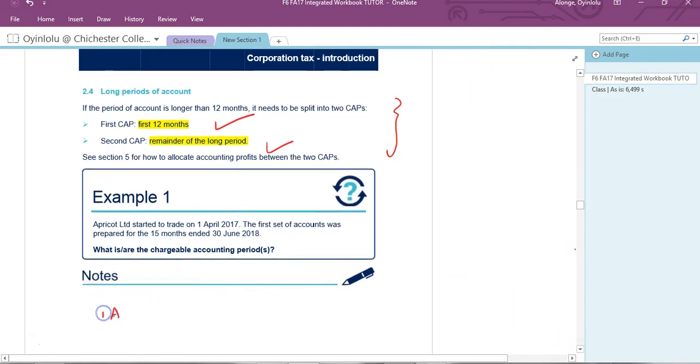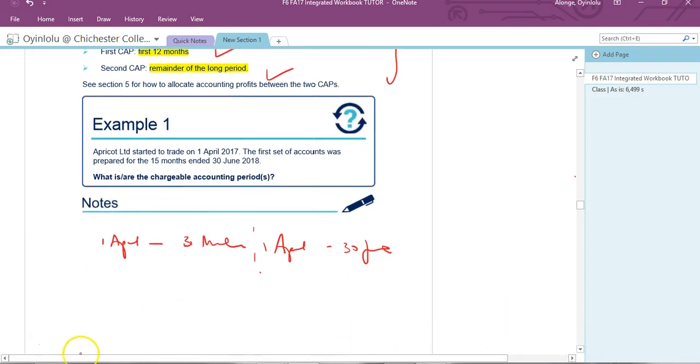When I say I can do it, yeah, 1st of April, take that all the way to the 31st of March. That's one chargeable accounting period done. And then the next chargeable accounting period, of course, is the 1st of April to the 30th of June. And that's your second chargeable accounting period. Great stuff. That's the end of that first video, and I'll see you in the second video.